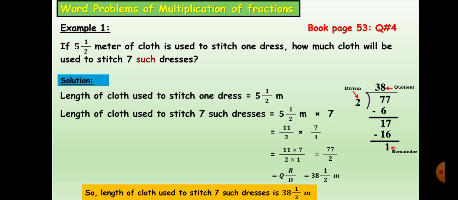Then you have to change the mixed number into an improper fraction: 5 multiplied by 2 equals 10, plus 1 equals 11 over 2, multiplied by 7. Put 7 under 1. So 11 over 2 multiplied by 7 over 1. Multiply the numerator with numerator, denominator with denominator, and you get 77 over 2. It's an improper fraction, so write it in the mixed form: 38 whole 1 over 2 meters. So the total length used to stitch 7 such dresses is 38 whole 1 over 2 meters.